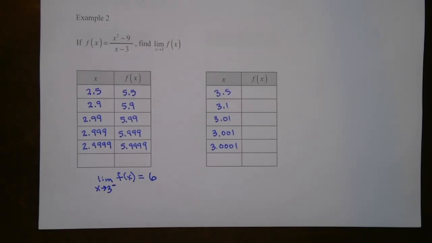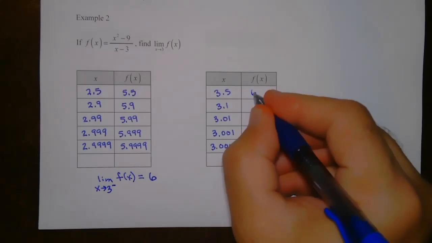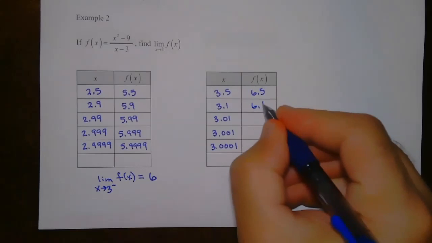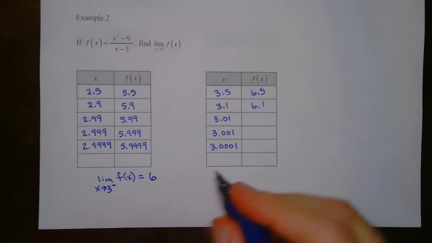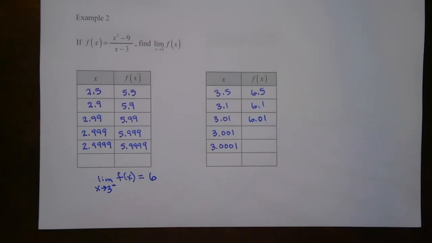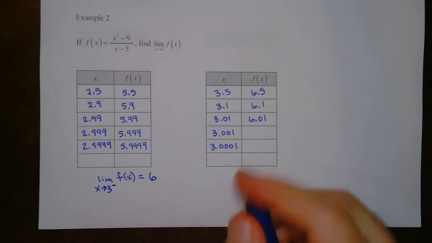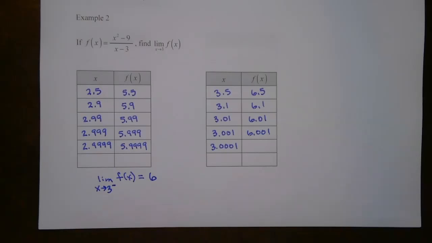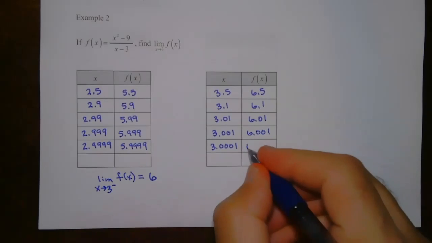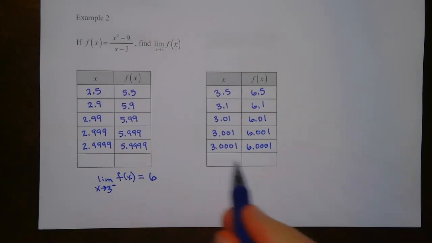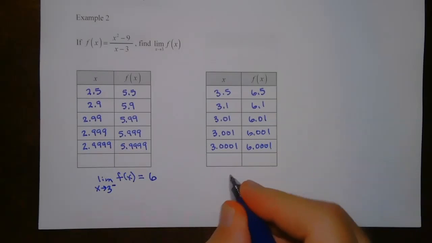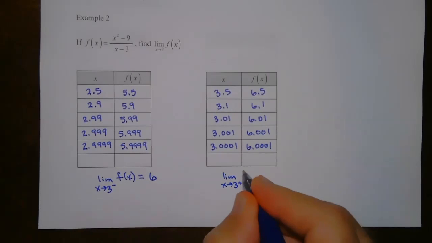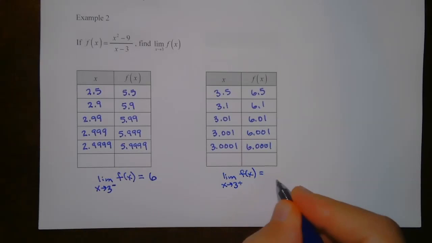Okay, so when I type this in, 3.5, I get 6.5. When I type in 3.1, I get 6.1. When I type in 3.01, I get 6.01. And 3.001, and I get 6.001. You can probably almost predict what's going to happen here. And then 3.0001, and that's 6.0001. And if you wanted to go one more entry, you could. And so the limit statement that we would write is the limit as x approaches 3 from the right of f of x is equal to 6.